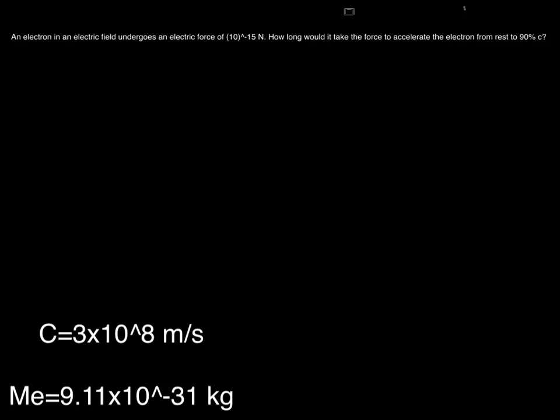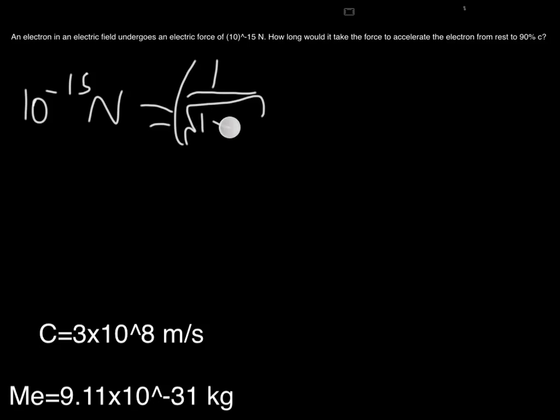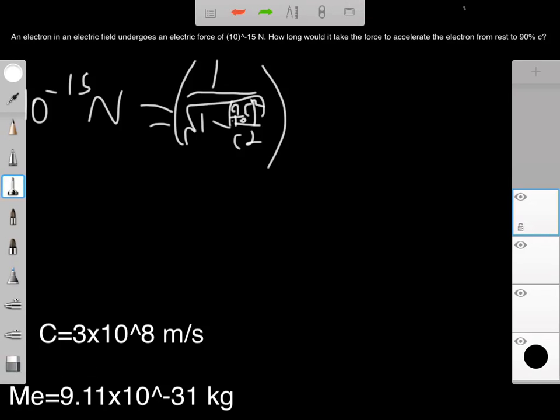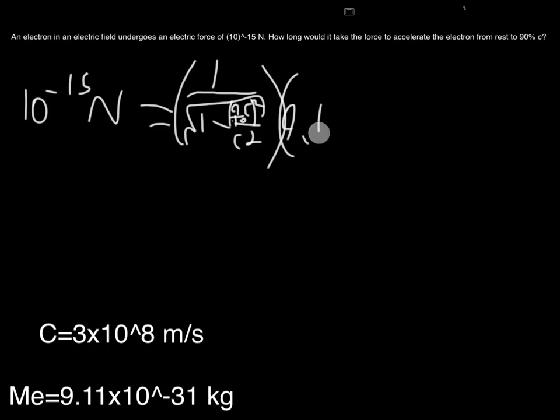So we have 10 to the negative 15 newtons is equal to gamma, which is going to be written like this. We're going to put, for the speed, 90% of the speed of light, which is 9/10 c. Notice that c squared just cancels. And for the mass, we're going to put this right here. So the electron has a mass of 9.11 times 10 to the negative 31st kilograms.